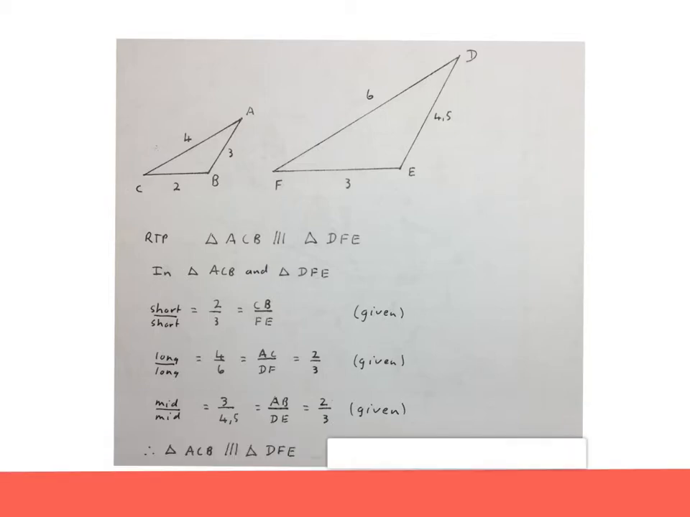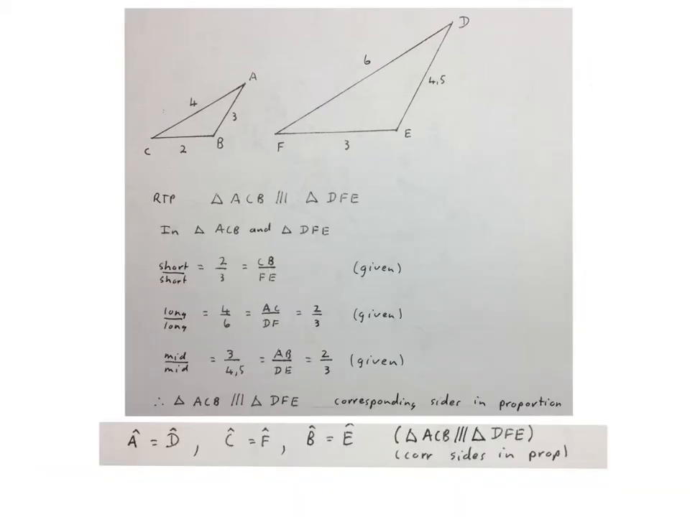Then we write triangle ACB is similar to triangle DFE, and my reason, corresponding sides in proportion. All the pairs of corresponding sides ended up being 2 over 3. Stop the video and get your brain around this. Now we are finished answering what they asked us.